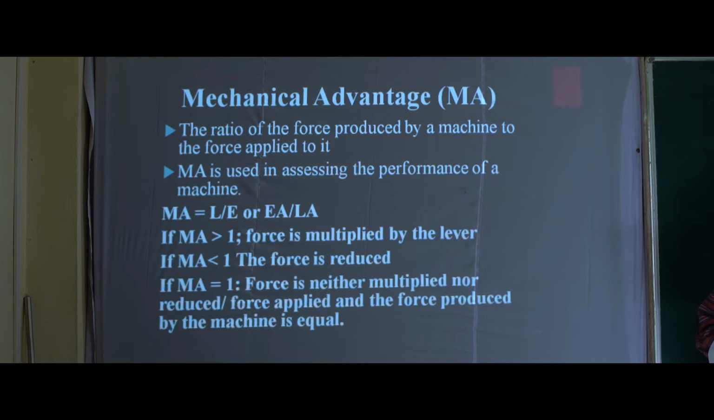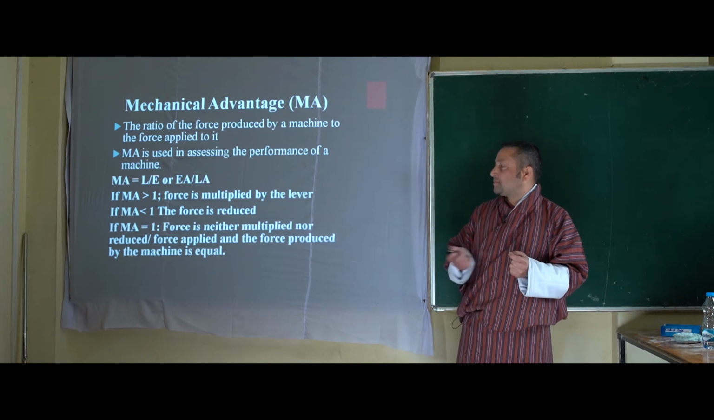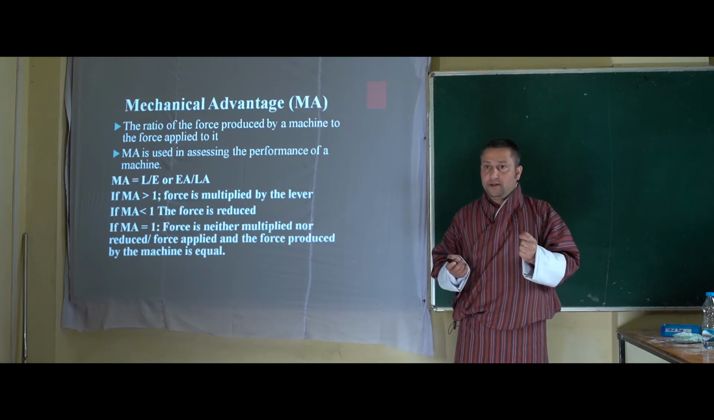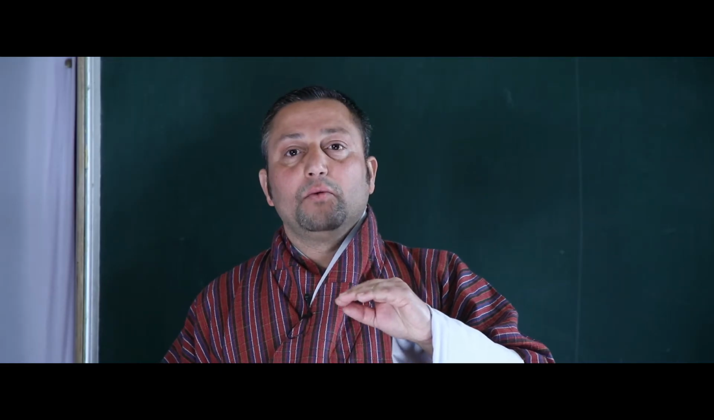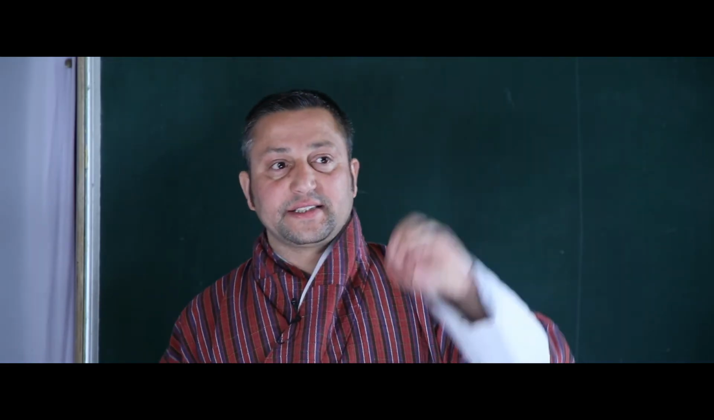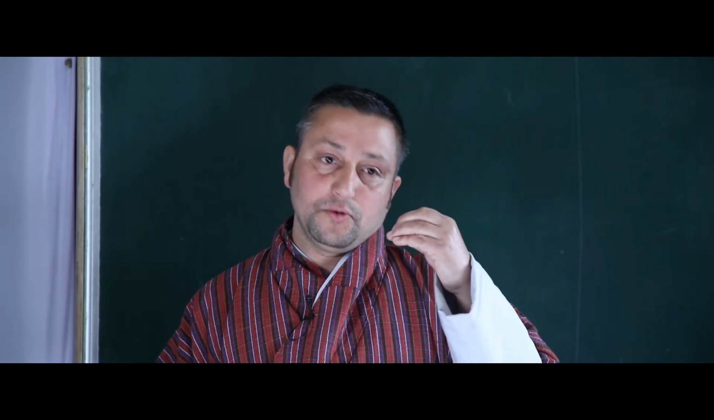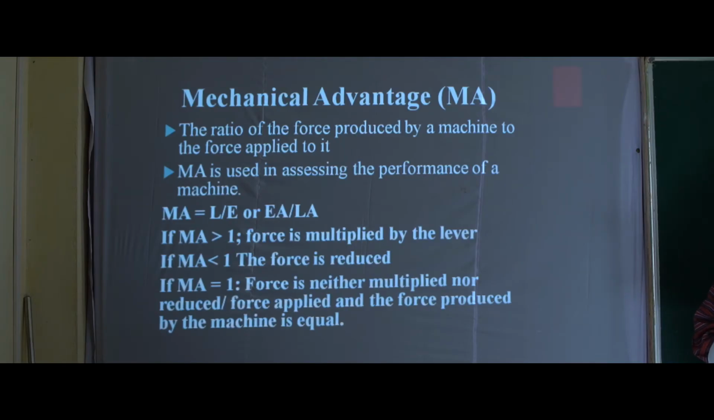Thirdly, if mechanical advantage is equal to 1, force is neither multiplied nor reduced. The force applied and the force produced by the machine are equal. So, please understand these three things. Mechanical advantage can be more than 1, it can be less than 1, it can be equal to 1. And it depends upon what type of lever that you are using.